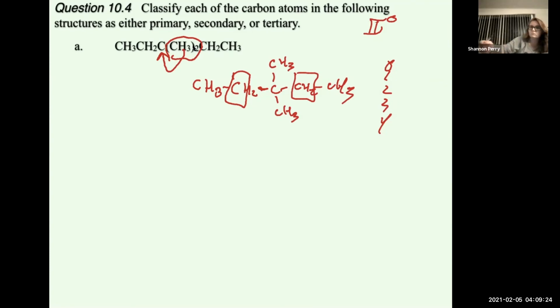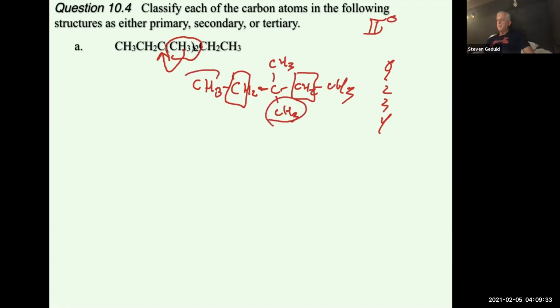2. More than 2. 4. There's 4. Perfect. This is a primary. This is a primary. This is a primary. And that's a primary.